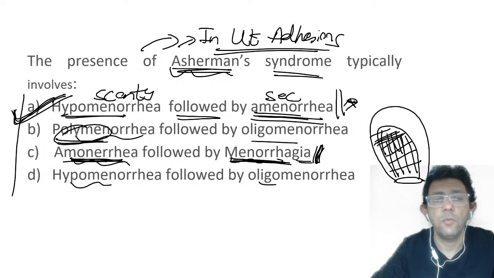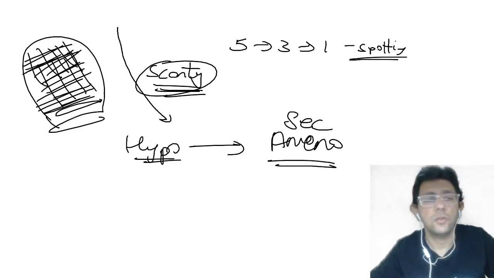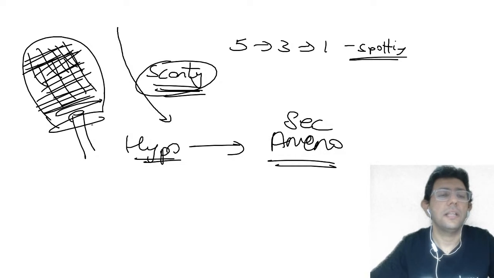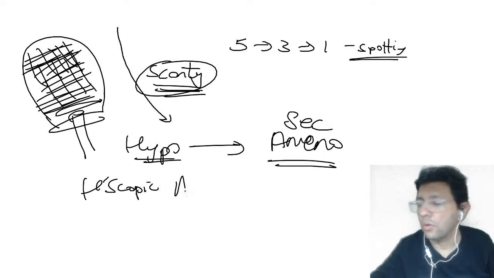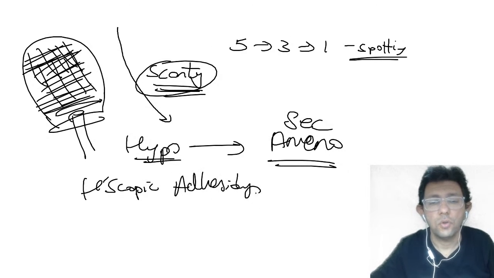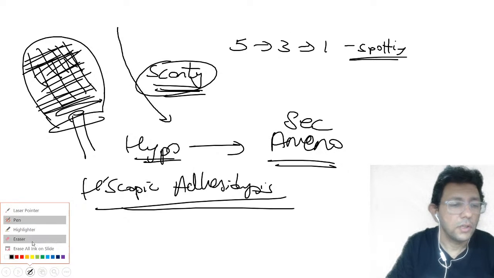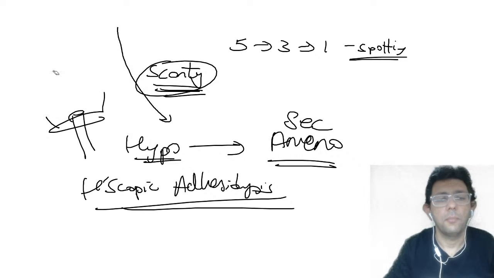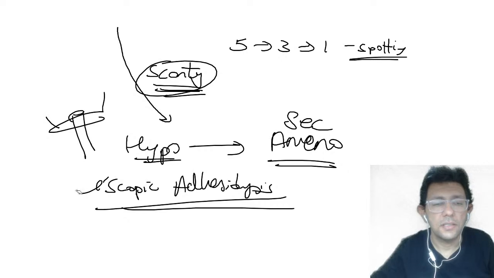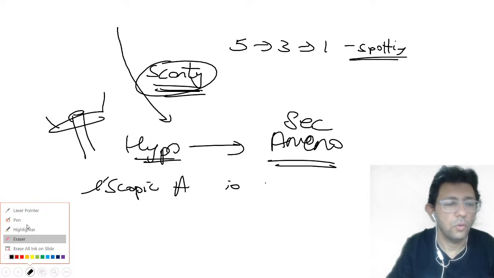And all of you know, anybody, what is the best way to treat Asherman syndrome? The best way is doing adhesiolysis. I will go and do hysteroscopic adhesiolysis. That means I will go through the hysteroscopy route and try to break all these adhesions, and I will try to make the cavity normal. So hysteroscopic adhesiolysis is the best treatment for the patient with Asherman syndrome. Yes or no?